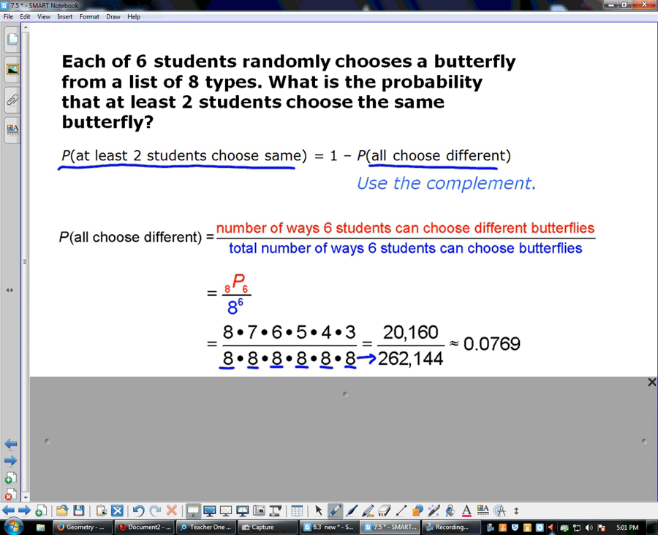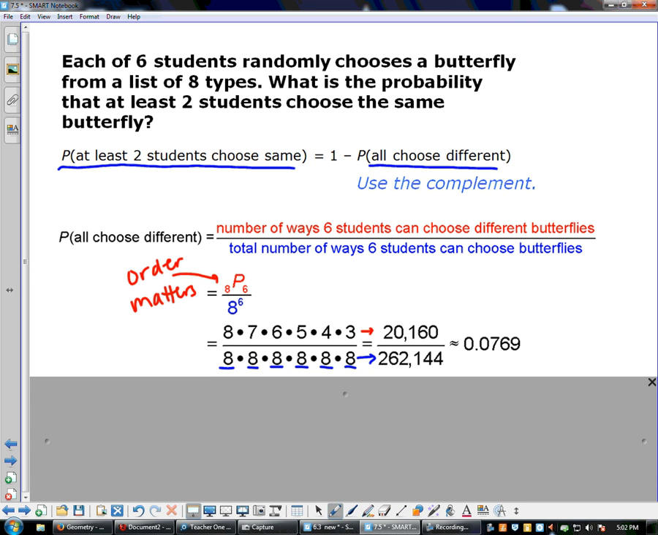If I want them to all choose different, then that's something where the order matters. I don't want to have any overlap, and they're each getting assigned to each student. So order matters. I'll use a permutation. My permutation here would become 8 times 7 times 6 times 5 times 4 times 3, or 20,160 different ways. So that gives us a probability of about 0.0769. That's the probability that each student chooses different butterflies, no overlap, no repeats.